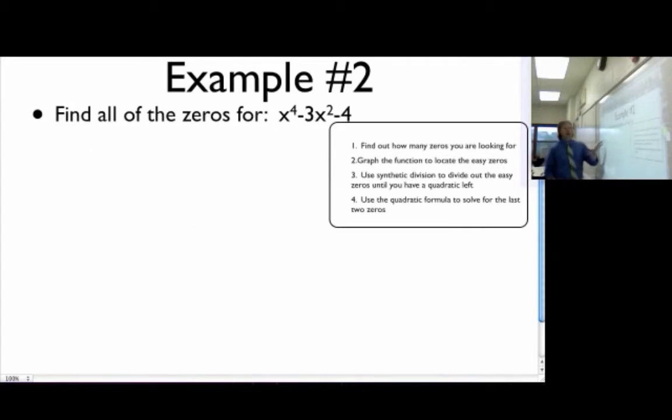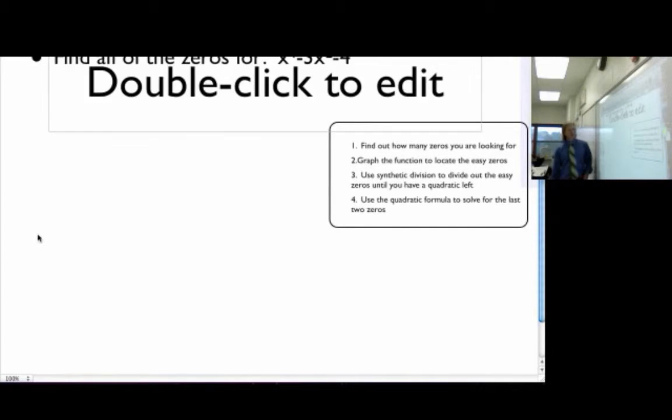All right, so I actually took a screenshot of that and I threw it over here so we know what we were talking about. Find all the zeros of x to the fourth minus 3x squared minus 4. How many zeros am I looking for? 4. I'm looking for 4. For the people on the video who missed that, we're looking for 4 zeros, this 4 right here.